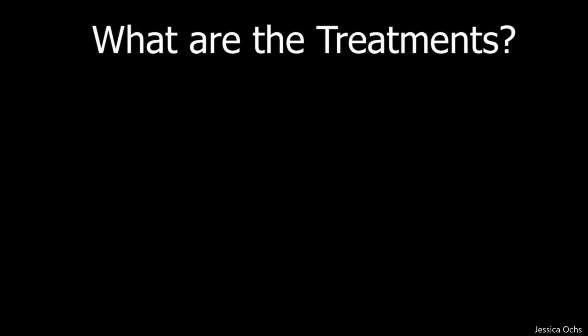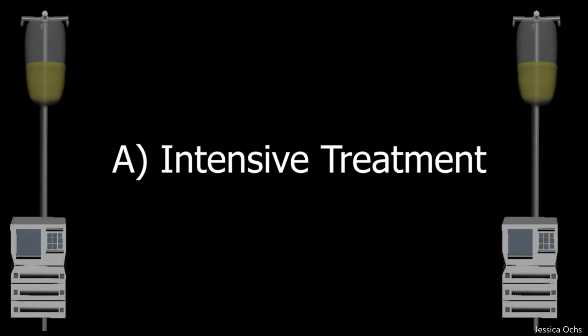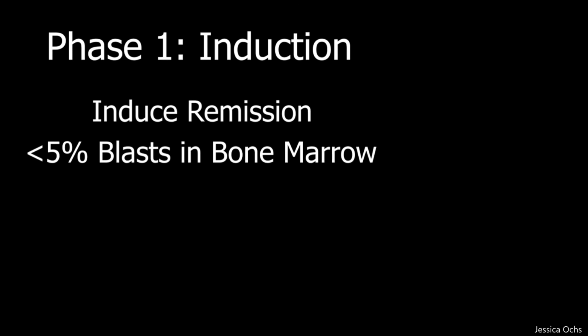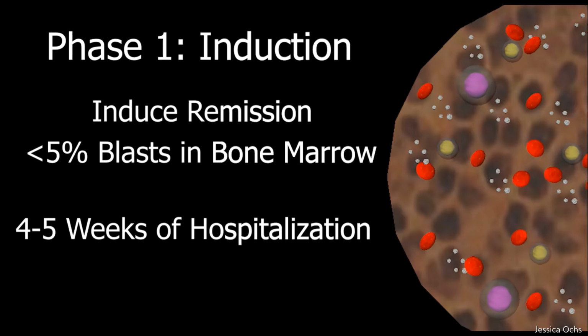What are the treatment approaches for AML in older adults? There are 3 general approaches to treating AML in older adults: intensive treatment, lower intensity treatment, and best supportive care. The first approach, intensive treatment, involves undergoing chemotherapy in 2 phases. The goal of the first phase, induction, is to induce a complete remission, or less than 5% blasts in the bone marrow. The induction phase typically requires you to be admitted to the hospital for 4 to 5 weeks straight.